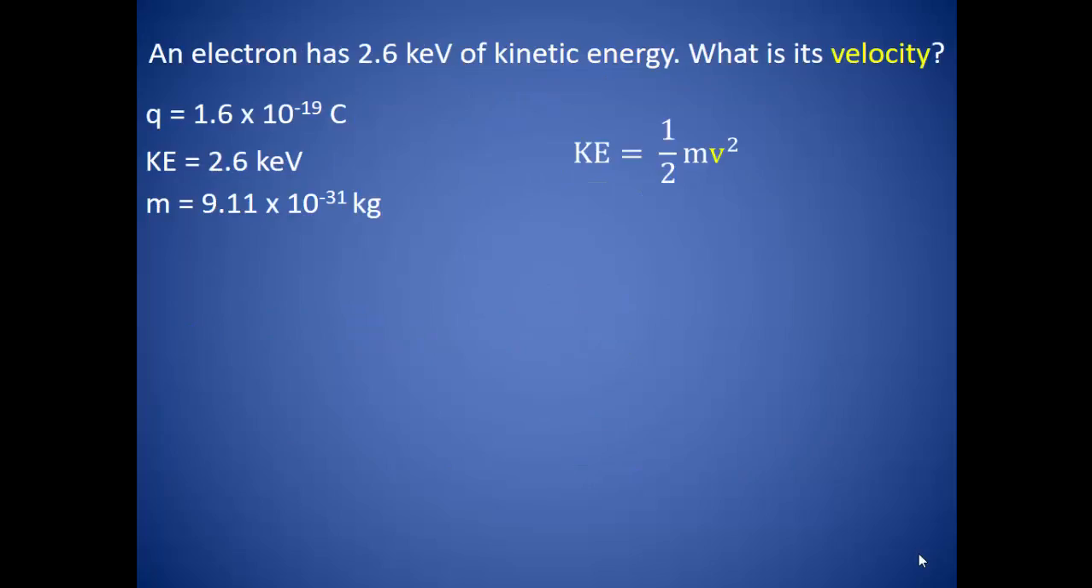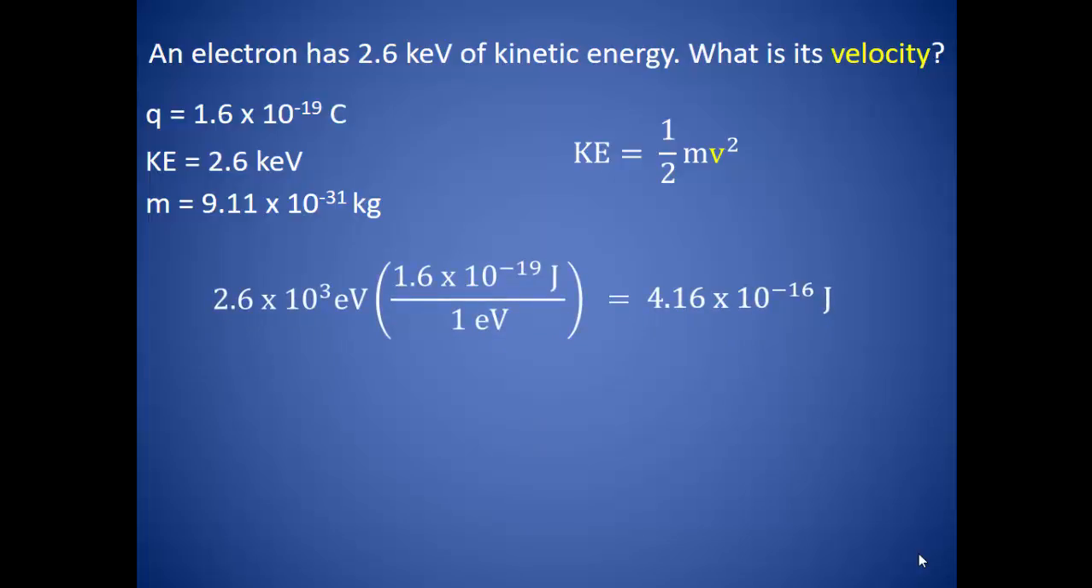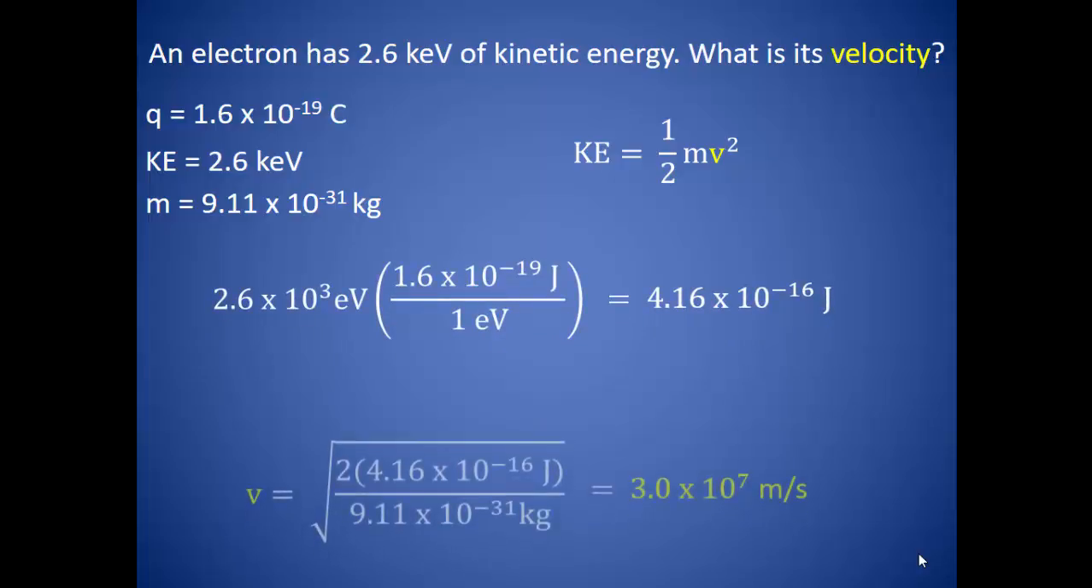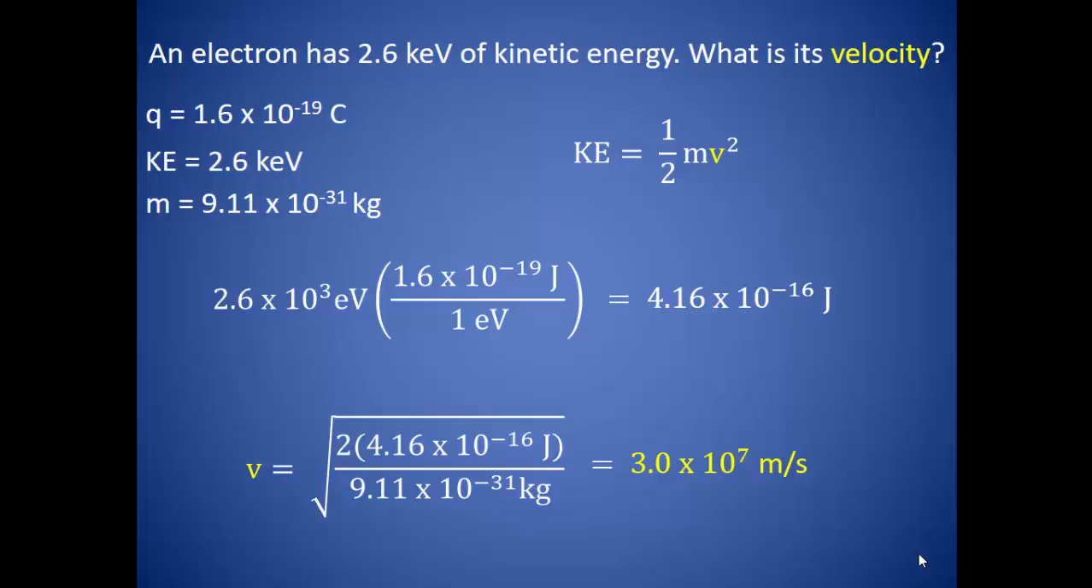Now suppose an electron has 2.6 kiloelectron volts of kinetic energy. What is its velocity? Again, first things first, we are given the kinetic energy of the electron in electron volts. So let's convert that into joules. Then all we need to do is rearrange our kinetic energy equation to solve for velocity, and we find the electron's velocity to be 3.0 times 10 to the 7th meters per second.